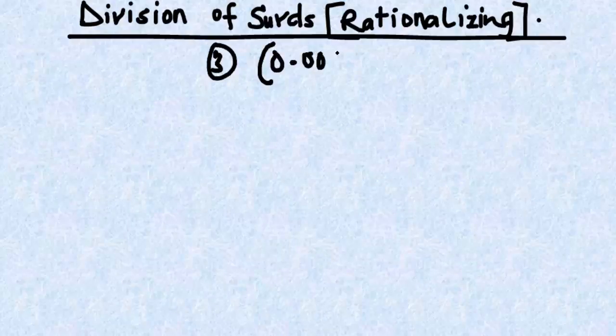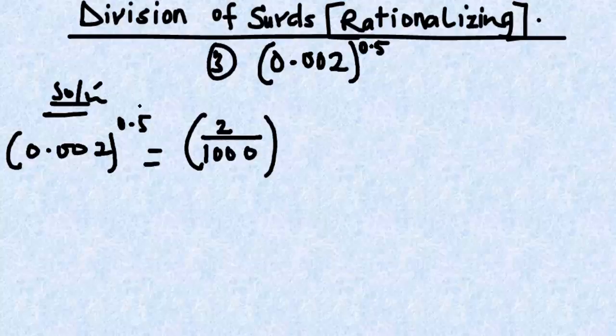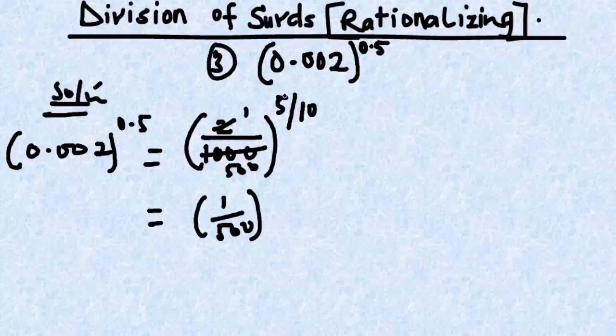Simplify 0.002 raised to the power 0.5. Okay, so solution, we have 0.002 on 0.5 can be expressed as 2 on 1000. Then 0.5 can be expressed as 5 on 10. Okay, so we have 2 cancels 1 and goes into 1000 five hundred times, so we have 1 on 500. Then 5 goes into 5 once and into 10 two times, so we have 1 on 2.